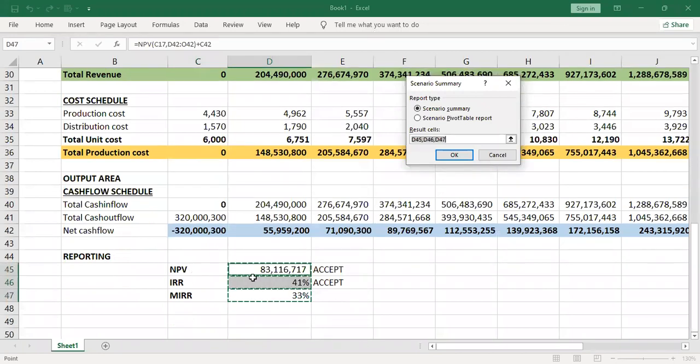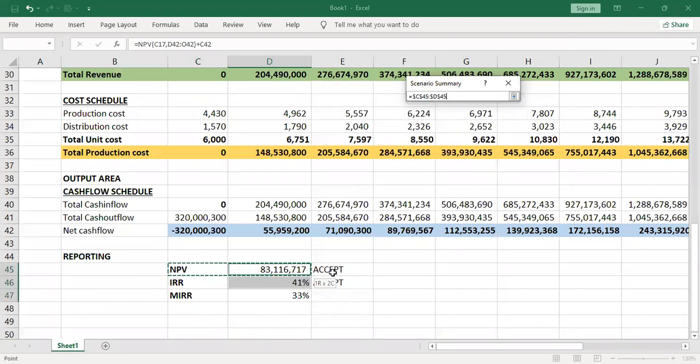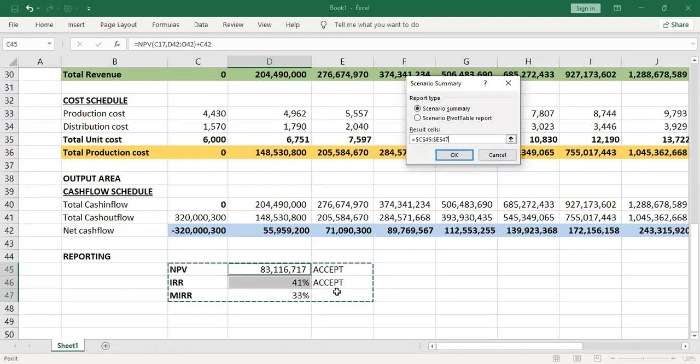The NPV, the value, the IRR, the value. So highlight this part. NPV, the word NPV, the value, the decision. IRR, the value, the decision. MIRR, the value. So highlight that part. And then after that, you click on OK. After that, you click on what? OK.